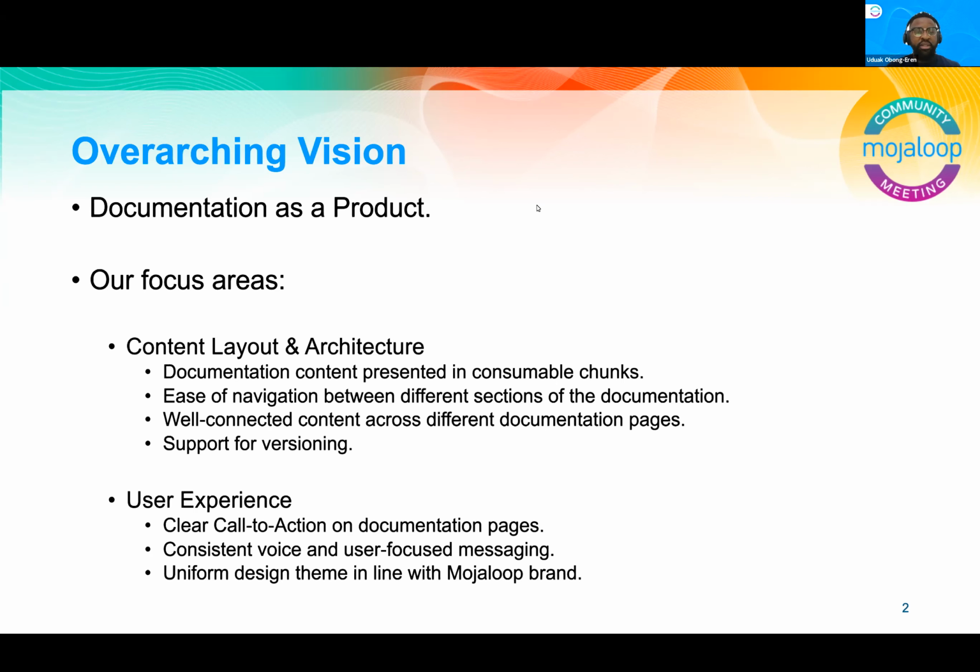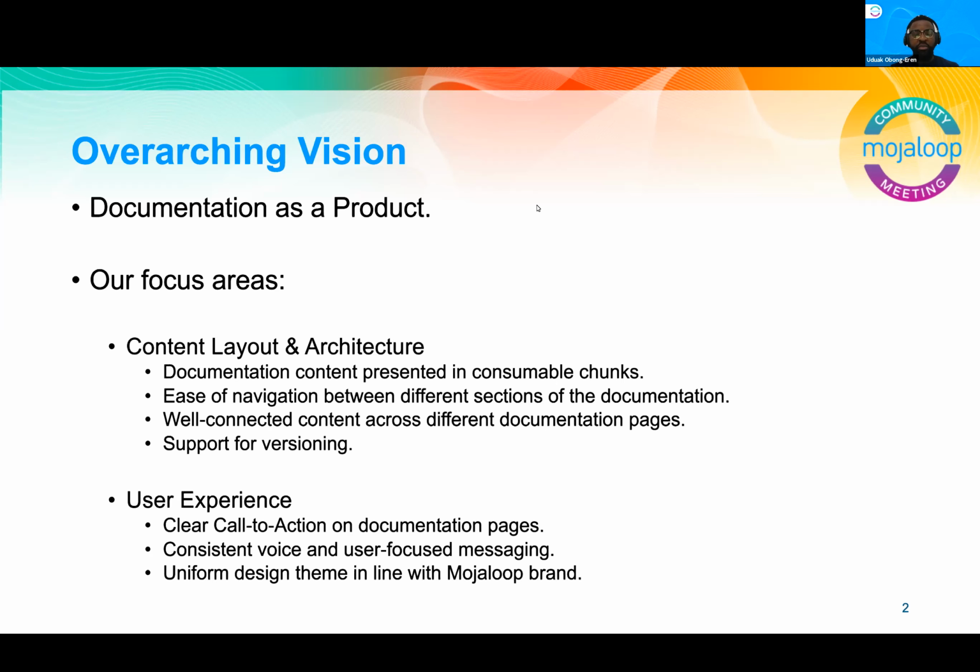What that means for us is being able to create documentation that encourages our users and different personas to adopt Mojo. As part of that, the focus areas for the new documentation are content layout and architecture, and I'll talk through some of this. One of the things we cared about was ensuring that the new documentation presented content in consumable chunks. So rather than having this huge deluge of information presented at once, it was presented to users, to different personas, in manageable and consumable chunks.